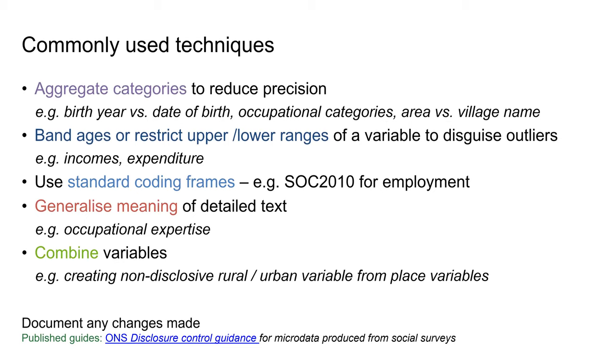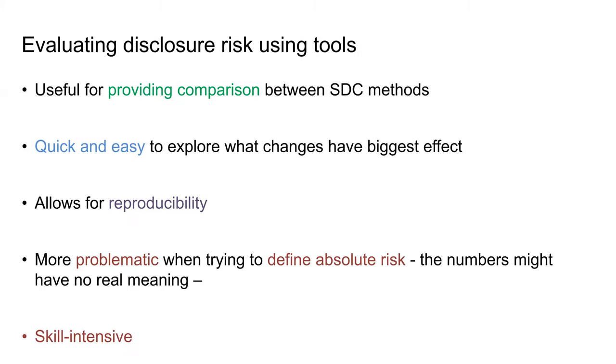Of course, we do have the commonly used techniques like aggregating categories, generalizing, combining variables, and using standard coding frames. It is the same as when assessing the quality of numeric data, such as variable labels, value labels, etc. When you do it completely manually, it can be overwhelming, it's prone to error, and it's not very reproducible. That's when disclosure control risk tools come in handy. They provide an amazing comparison between different SDC methods.